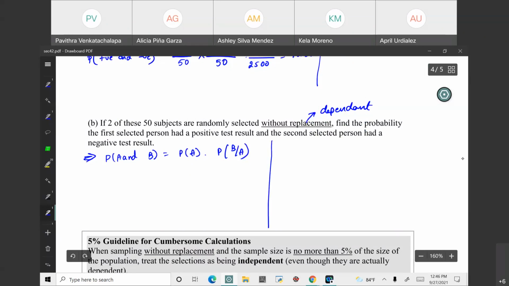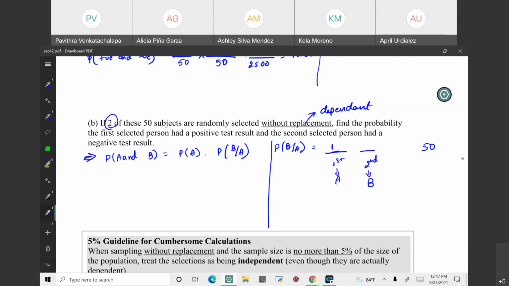So before we do this, probability of B by A is nothing but we want to check the probability of B assuming that A has already occurred. Now we have 2 places, right? 2 people. We have to choose 2 people. So first person and second person. And we have 50 total people, right? 50 is the total number of population. Now if I'm choosing one person here, this is event A, which has already occurred. Now we need to find the probability of B.